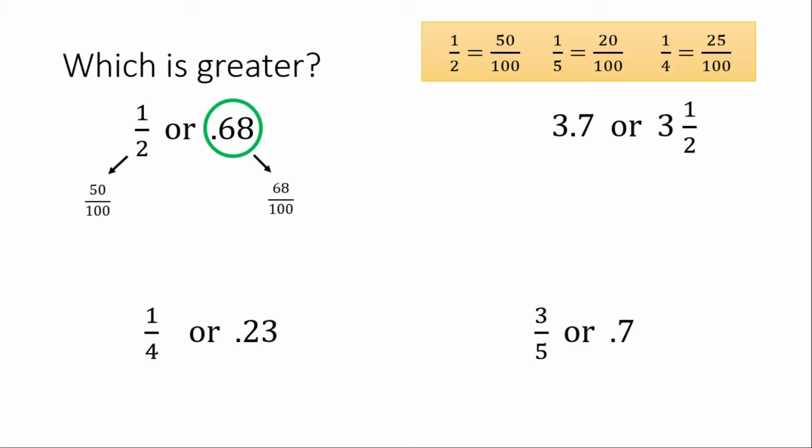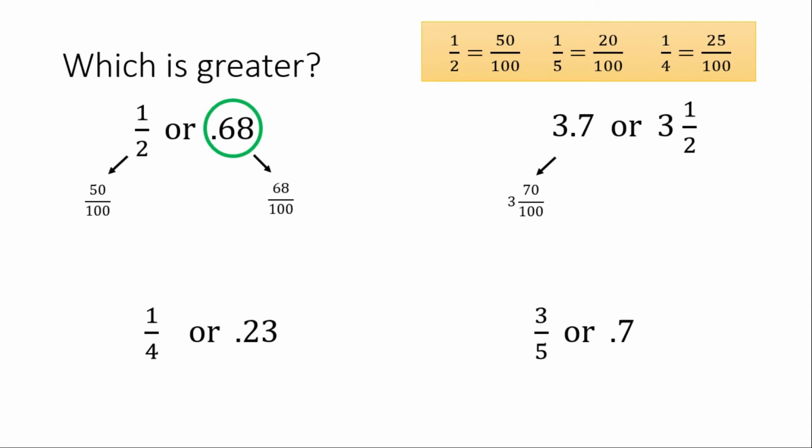In the top right, we have 3.7, or 3.5. Well, we know that 3.7 is the same as 3 7/10, but we want it in hundredths. So how would we represent that in hundredths? Well, 3 7/10 is the same as 3 70 hundredths. Remember, you just stick an extra 0 on the numerator and the denominator.